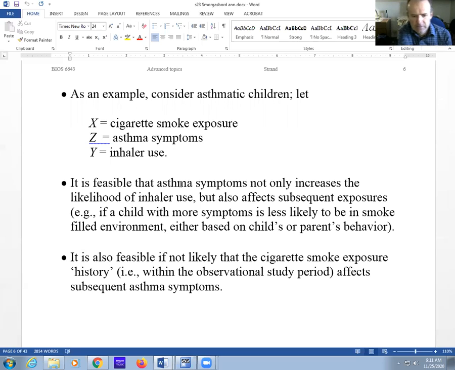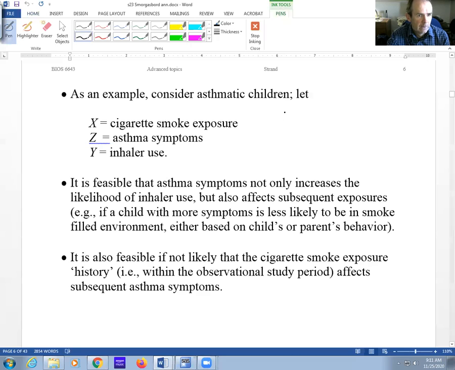And I'm specifically thinking about the cohort that we have here at National Jewish, the kids that have asthma. They're a sensitive group, and obviously there's a concern if they're exposed to air pollution or cigarette smoke or things like that. So we want to know what is the impact that X has on Y, right? But the question is, how do asthma symptoms affect this observed relationship that we have between X and Y?